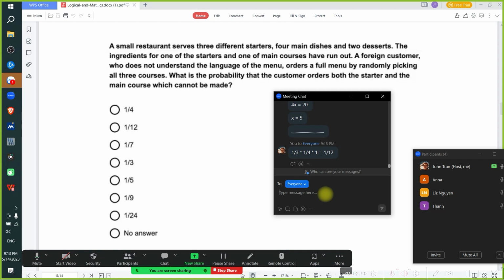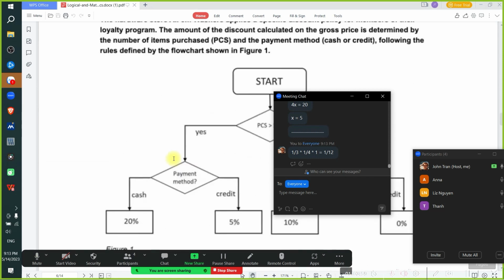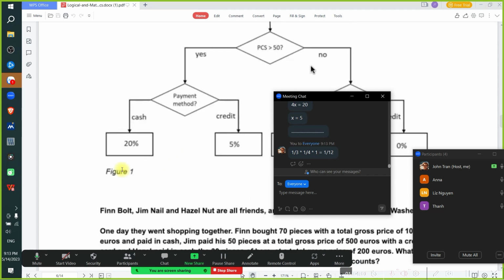Do you understand this question? Yes. It's 1 out of 12. Very good. Now let's move on to this one. This is a bit complicated, okay?